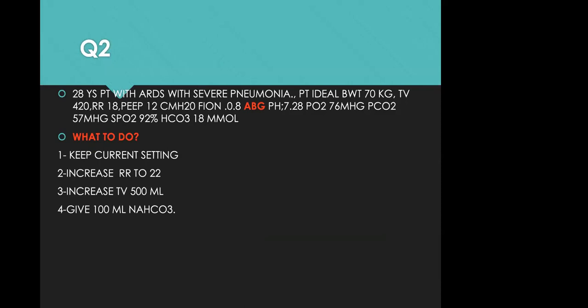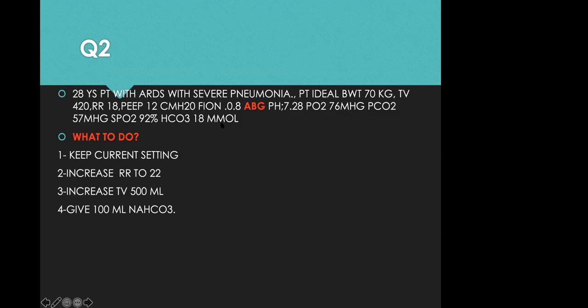A 28 year old male has ARDS with severe pneumonia. His ideal body weight is 70. The tidal volume is 420, which is 6 mL per kg. The respiratory rate is 18, and the positive end expiratory pressure is 12. The FiO2, the fraction of oxygen, is 80%. The pH here is 7.28, oxygenation is good at 76, PCO2 is high at 57, saturation is 92, and bicarb is 18.